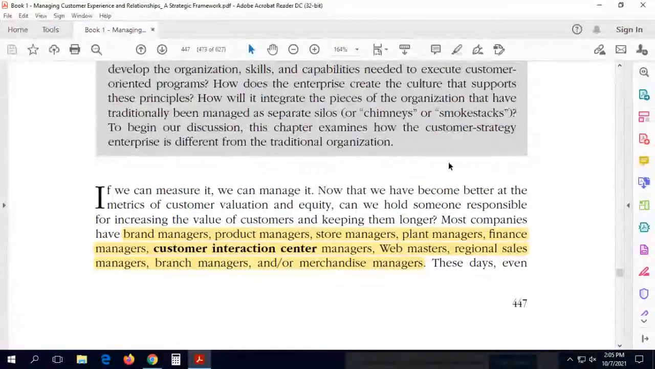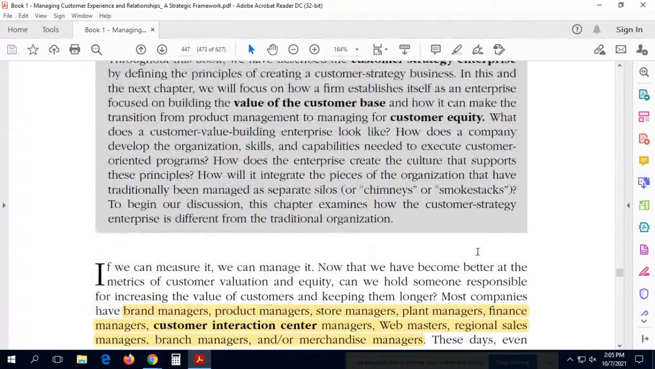And all these things which we have been talking about for the last half an hour or so, who is doing these things? Brand managers, product managers, store managers, plant managers, finance managers, customer interaction center managers, webmasters, regional sales managers, branch managers, merchandise managers, and on and on. There are so many others, but they are doing essentially the same thing.